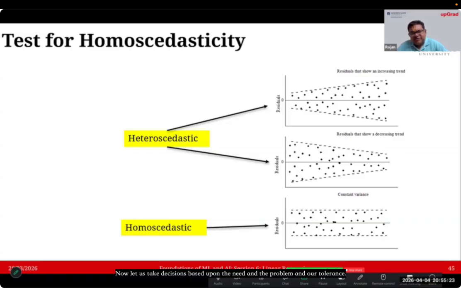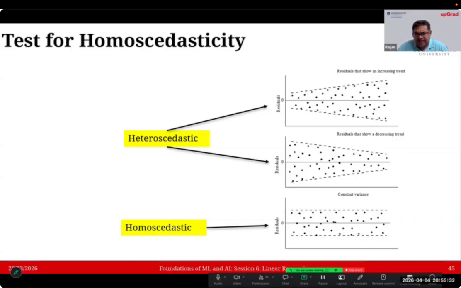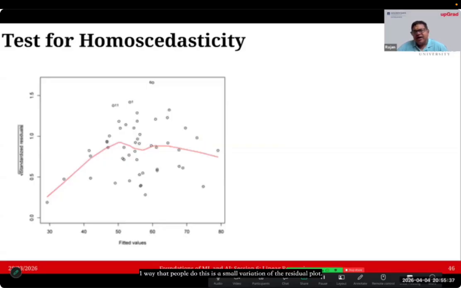Let's take decisions based upon the need and the problem and our tolerance. That's the usual approach. If it is not high, I'll put this person in class 0. So what is high? That is something we have to decide. But anyway, there are other ways of testing for homoscedasticity.